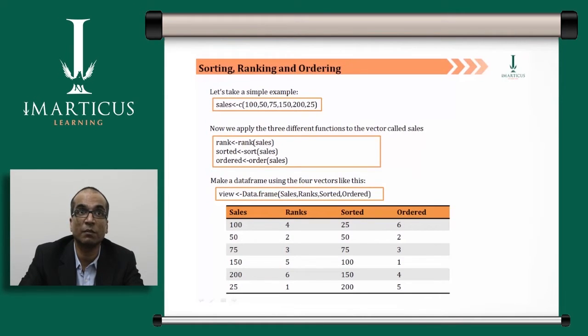The sales is the basic number in the unsorted form. Rank is where you have given some ranks to the data. And then the sort, wherein it is created in a small to large number sequence, and then there is the ordered category.